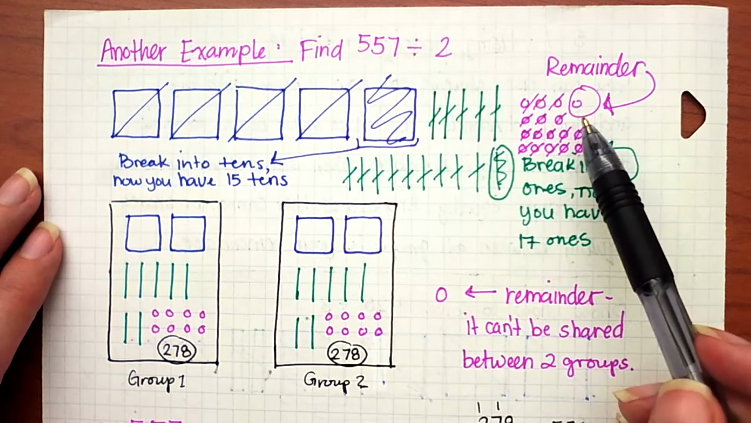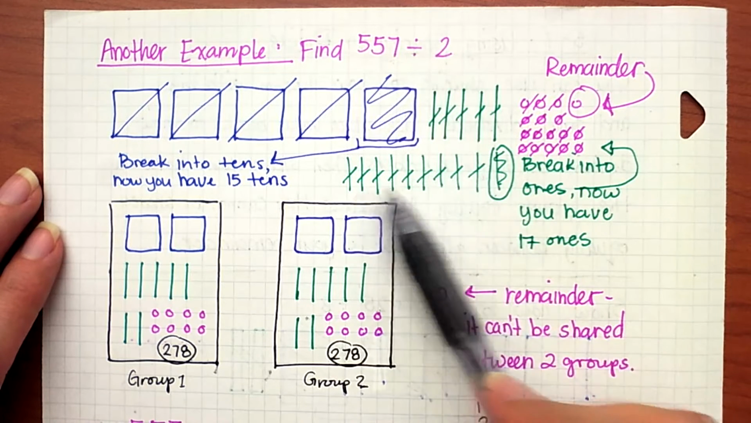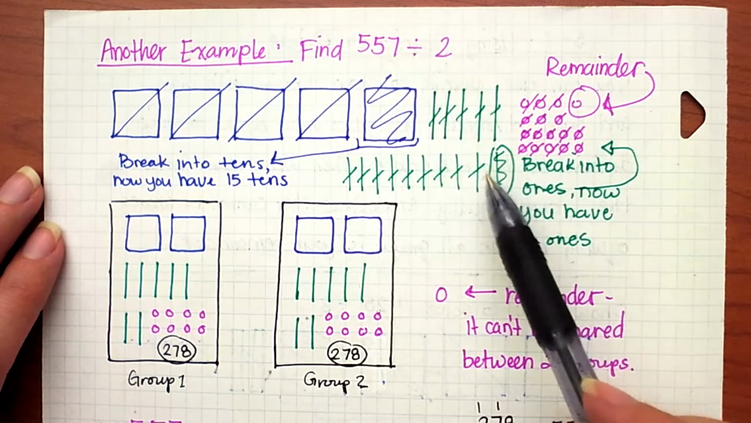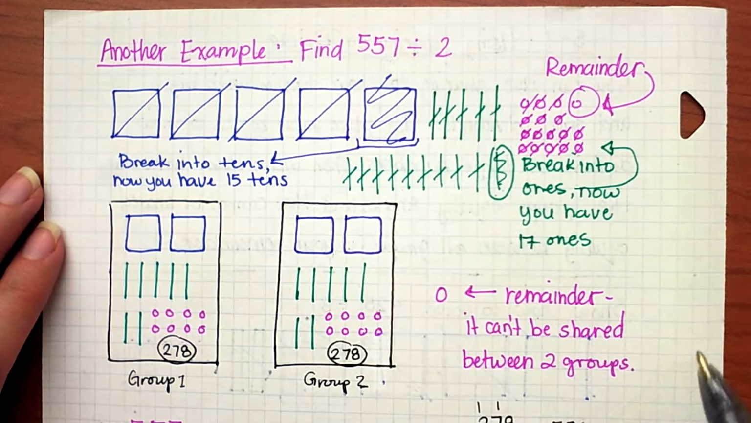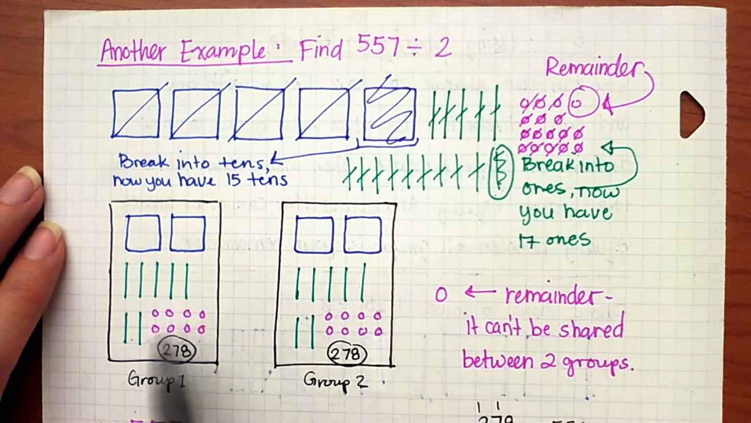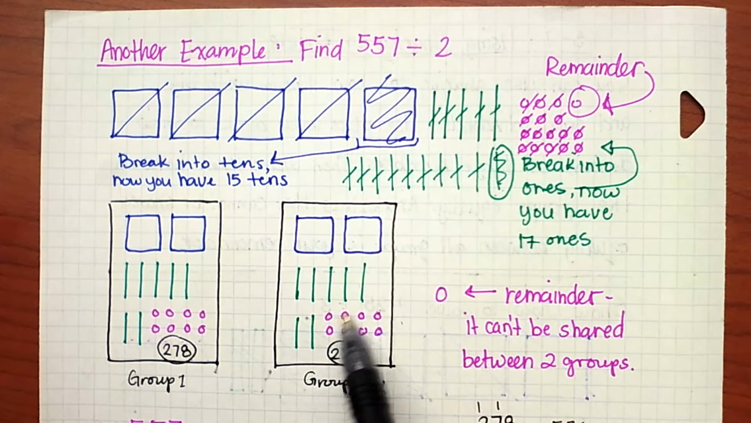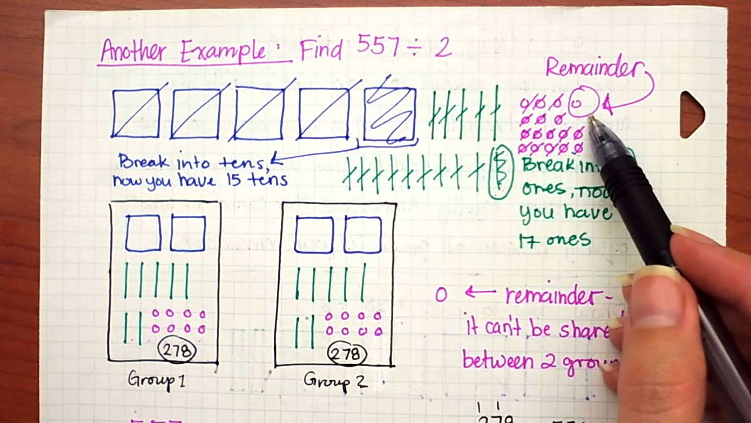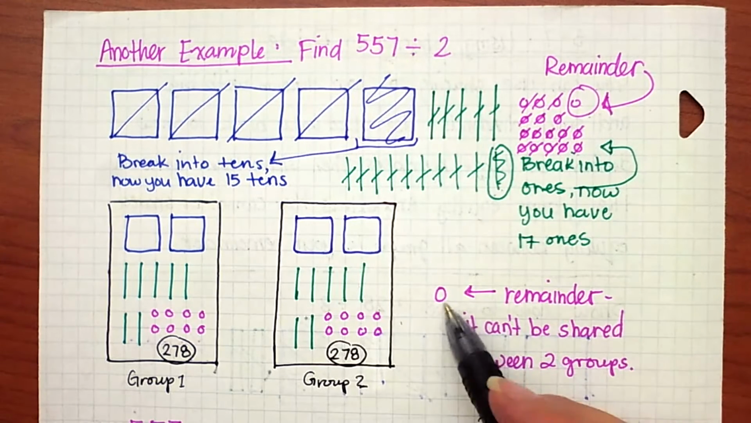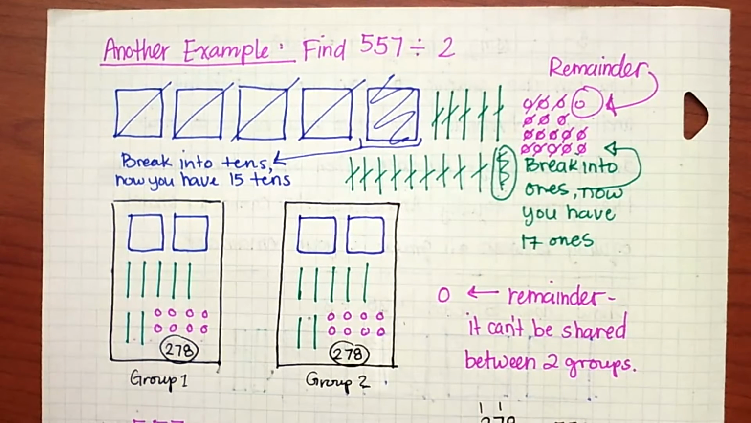Now I have 17 1s altogether: the 7 1s from the original equation, plus the 10 1s from this 10 rod that I switched out. If I have 17 1s, I can keep putting 1s into each group. I know 8 times 2 is 16, so I could put 8 in each group, but then I end up with 1 left over here, that 17th 1. That last 1 is my remainder because it can't be shared equally between 2 groups.